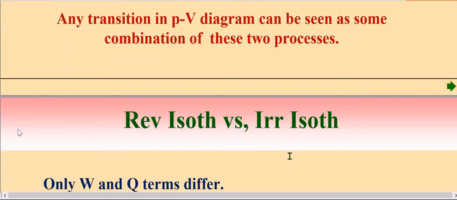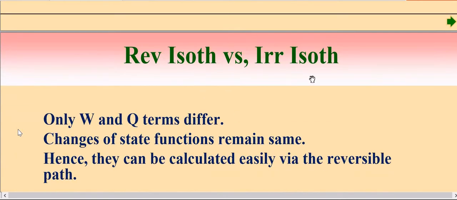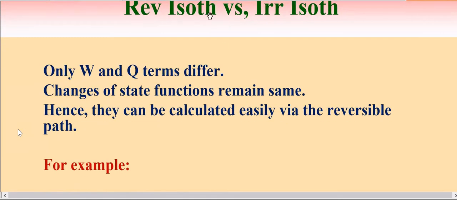Okay. So, reversible isothermal versus irreversible isothermal, this one we have talked about earlier. What are the different things? Only the W and Q terms differ. For reversible, W is maximum, so naturally Q is maximum. For irreversible, W is less than the maximum amount and Q is naturally less than the maximum amount of heat that is given to the system.